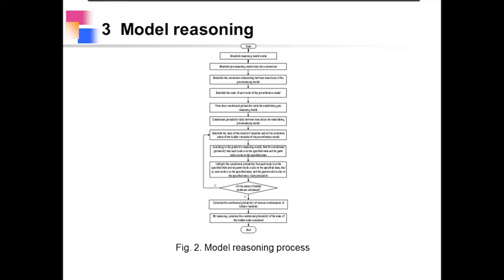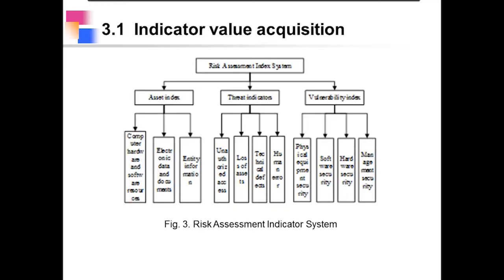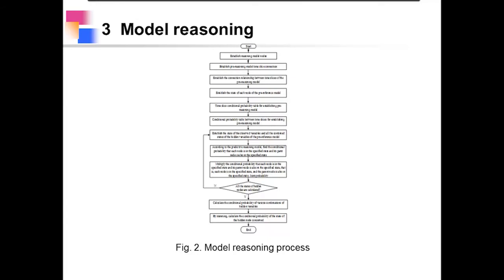Third, model reasoning. The information security risk assessment model is extended from the static information security risk assessment model, and the reasoning algorithm is also extended from the static assessment model, as shown in figure 2. According to the inference algorithm structure of the network information security risk assessment model, the basic inference process of the artificial intelligence method used in the network risk assessment is described as follows.